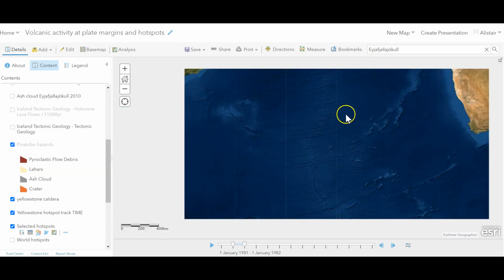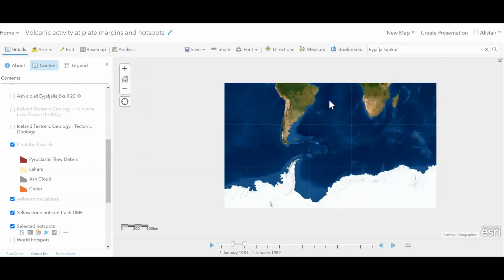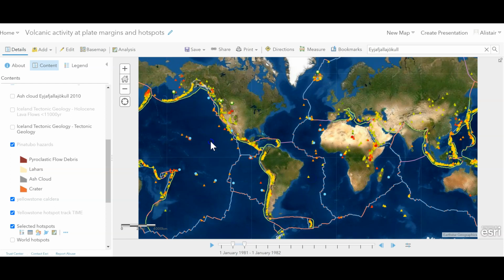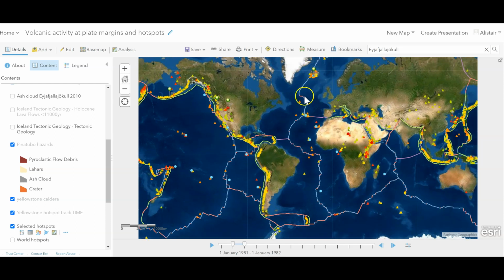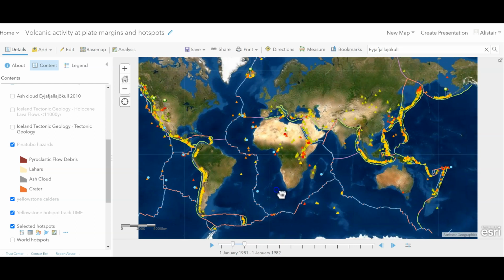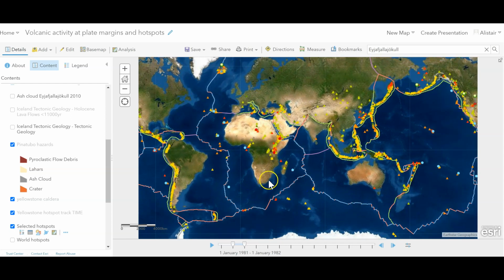Okay, so let's zoom out and recap on where we've been so far. So we've seen that most of the volcanoes in the world are around your destructive plate margins in the Pacific Ocean, and they tend to be your composite volcanoes. We've discovered that there aren't many volcanoes on the constructive plate margins, and yet 75% of the world's volcanic activity occurs there, because that's mostly a very quiet pillow lava eruption.